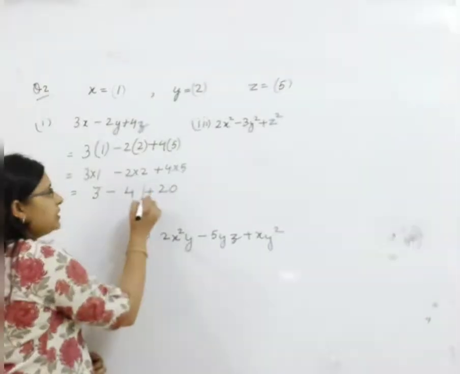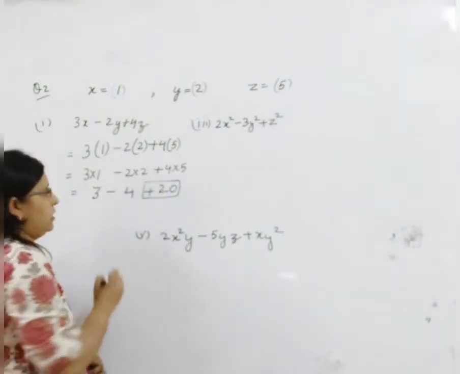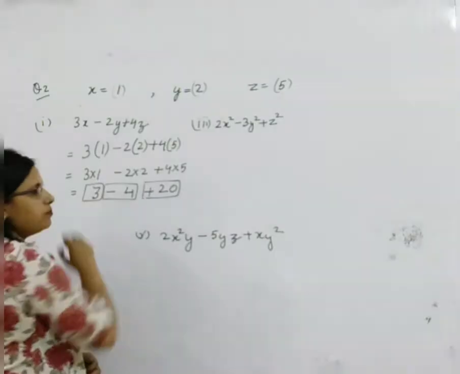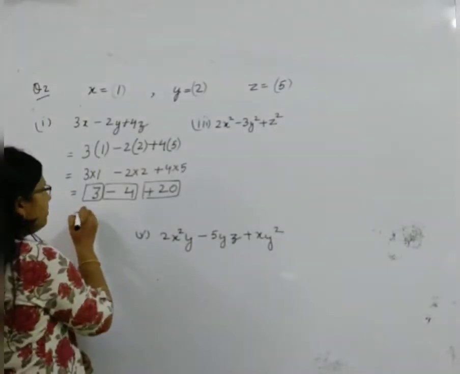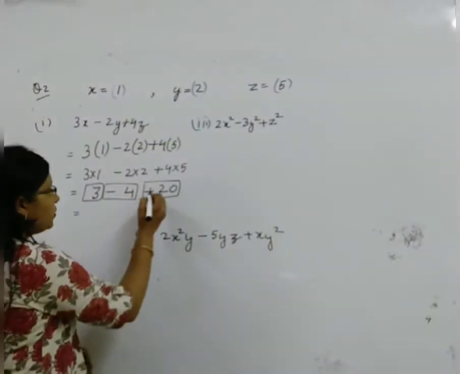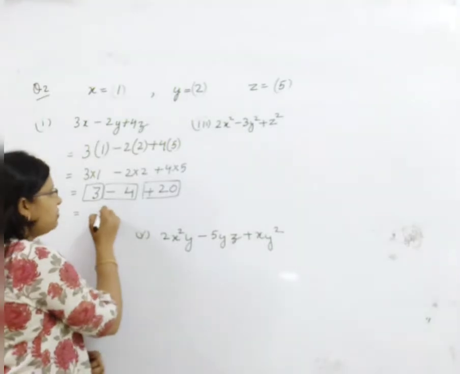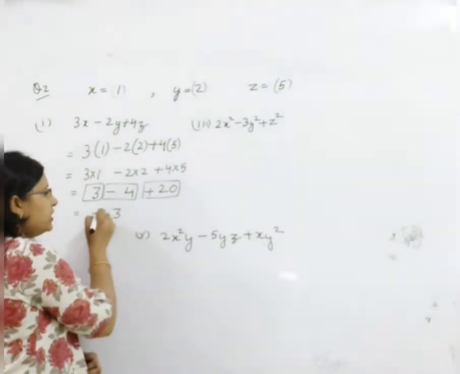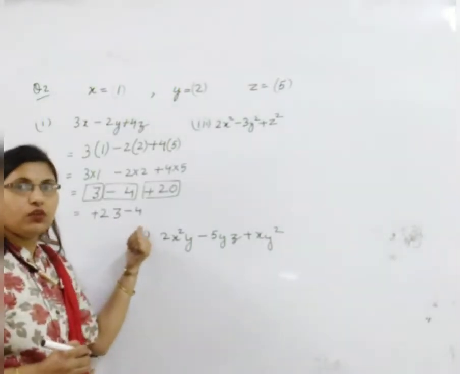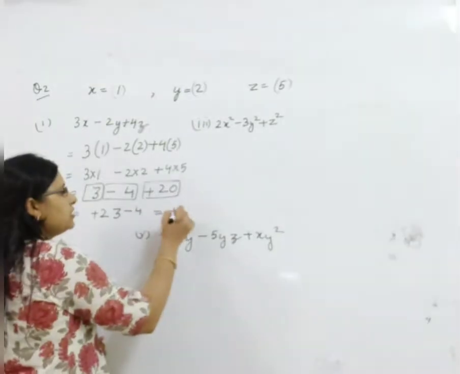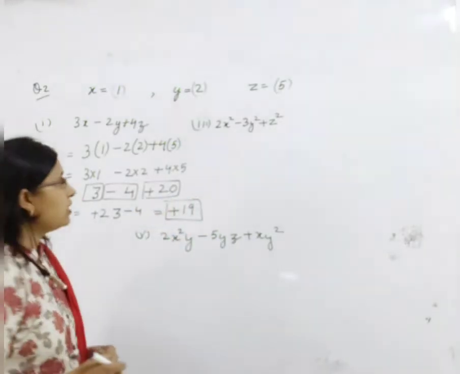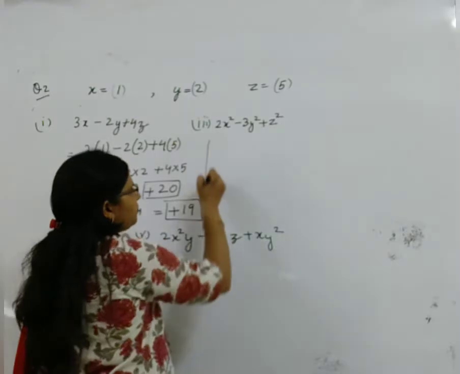Now this term has a positive sign, this term has a negative sign and this term has a positive sign. So first of all, we will add the numbers that have a positive sign. So plus 20 plus 3 becomes plus 23, minus 4. Now plus 23 minus 4, we will get plus 19. So this is our answer. Clear? Now let us do the next question.